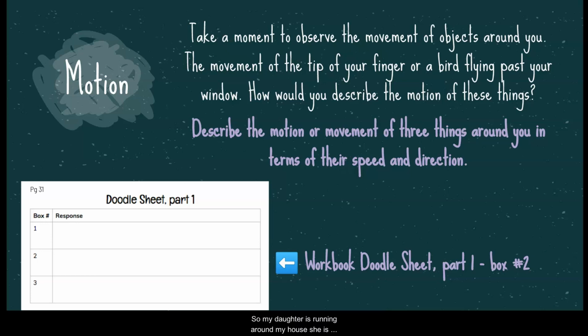So my daughter is running around my house. She is running very quickly and in circles around the living room. So that's speed and direction. So go ahead and pause the video and go to Doodle Sheet Part 1 on page 31 in your notebook. Under box 2, your response is going to be describing the motion or movement of 3 things around you in terms of their speed and direction.